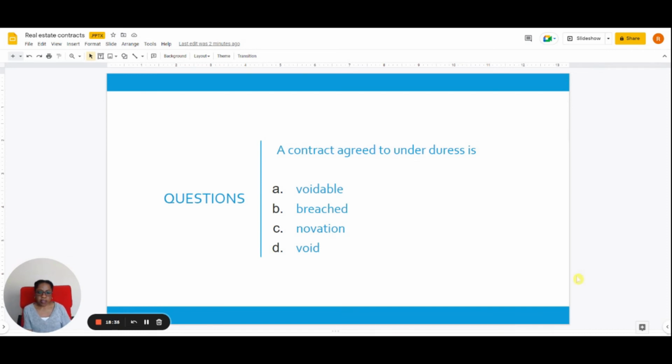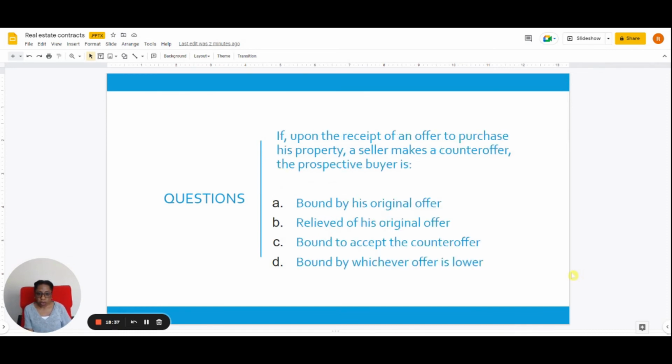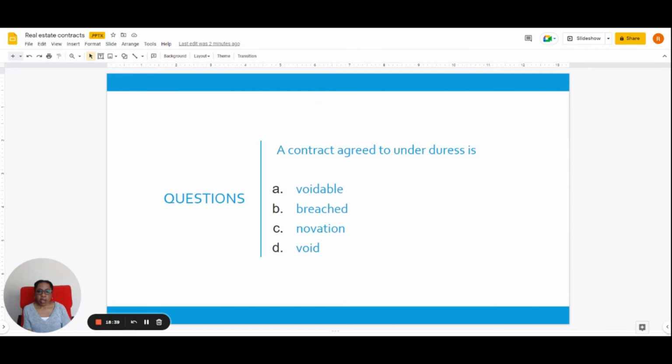And then our final question here. A contract agreed to under duress is voidable, breached, novation, or void. Voidable, breached, novation, or void.